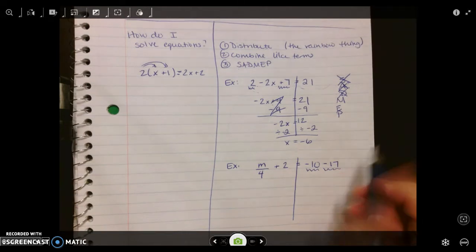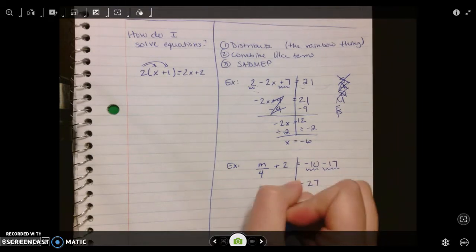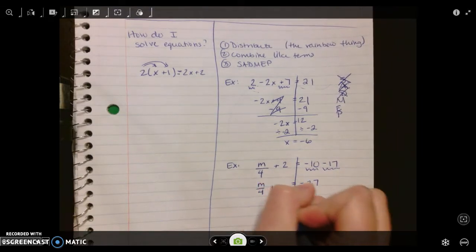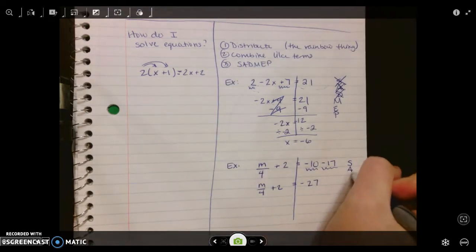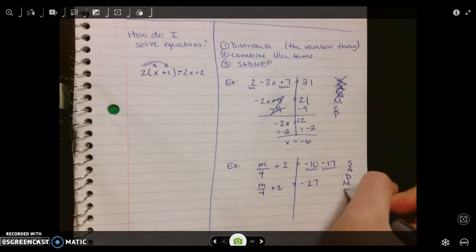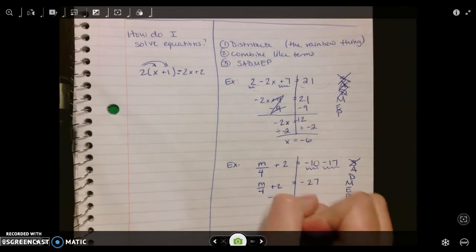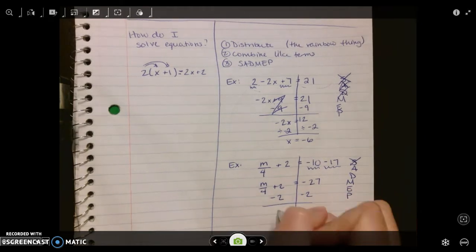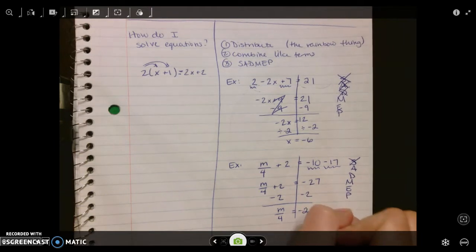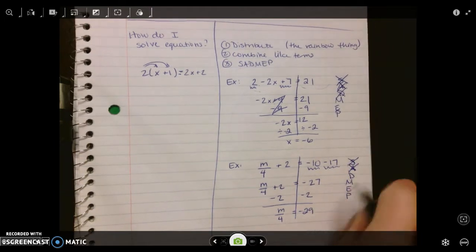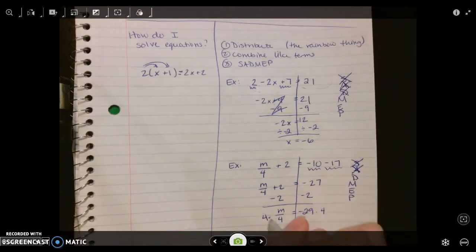So I'm just going to do the math. So I get -27 equals, so what do I have? I have m divided by 4 plus 2. So I've taken care of all this, and now I got to do SADMAP. So I don't see any subtraction, but I do see addition, and so we need to take care of that as our inverse operation. -27 minus 2 is going to get you -29, so I took care of that. I do see division, and the inverse of division is multiplying, so I'm going to multiply both sides by 4.